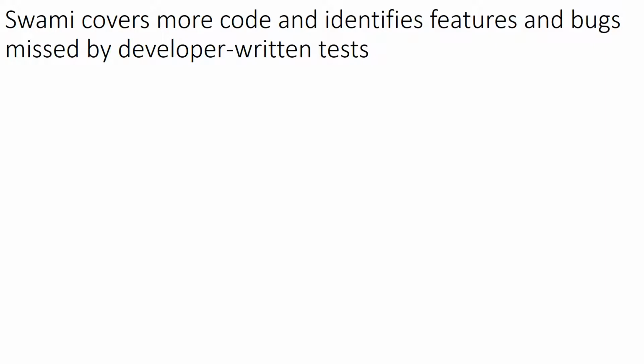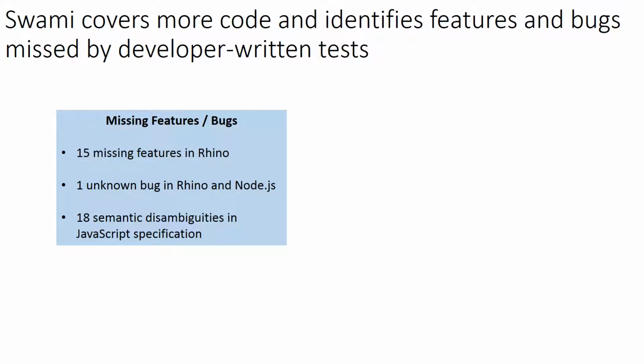Next, we wanted to see whether Swami-generated tests added any value to the existing developer-written tests. So we used Swami-generated tests to evaluate two large open-source JavaScript engines, Mozilla Rhino and Node.js. And we found 15 missing features in Rhino, one unknown bug in Rhino and Node.js, and 18 semantic disambiguities in the JavaScript specifications, which were interpreted differently by Mozilla Rhino and Node.js developers.